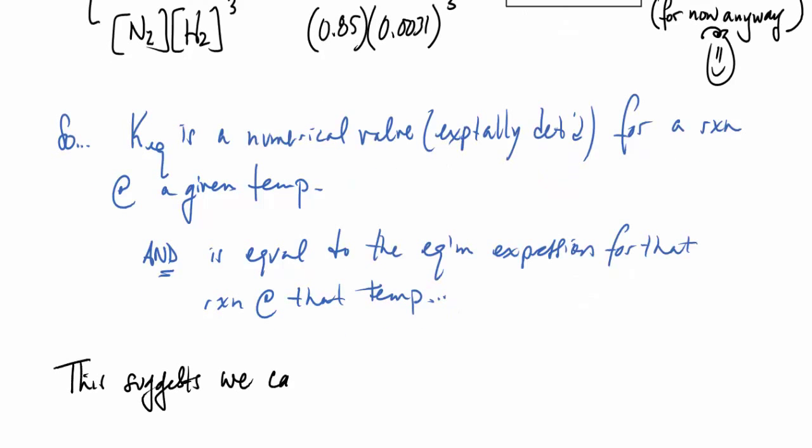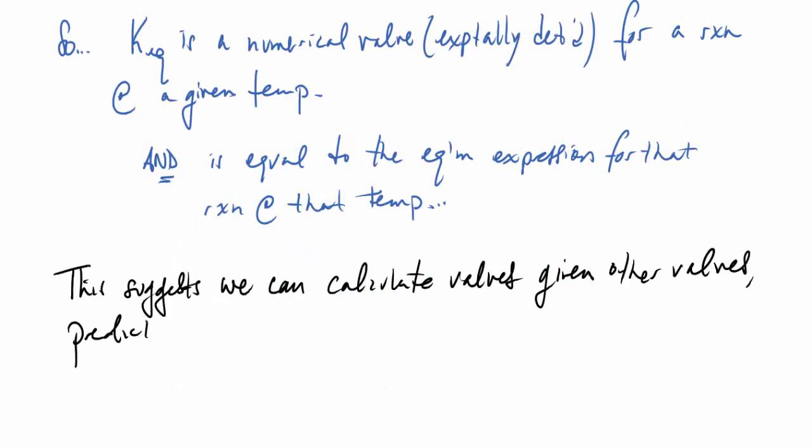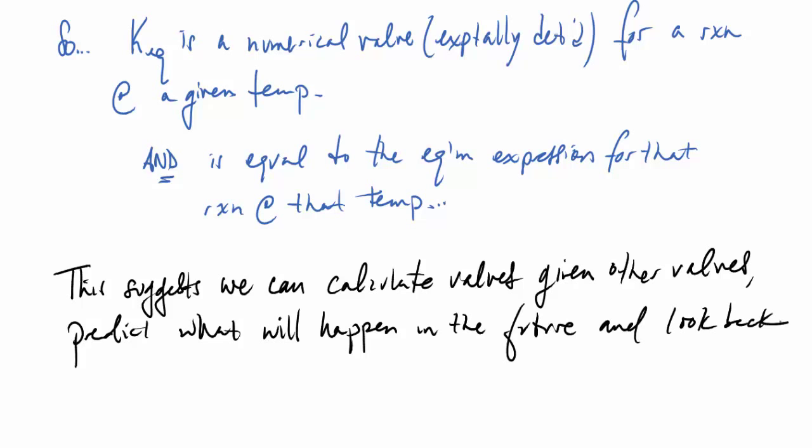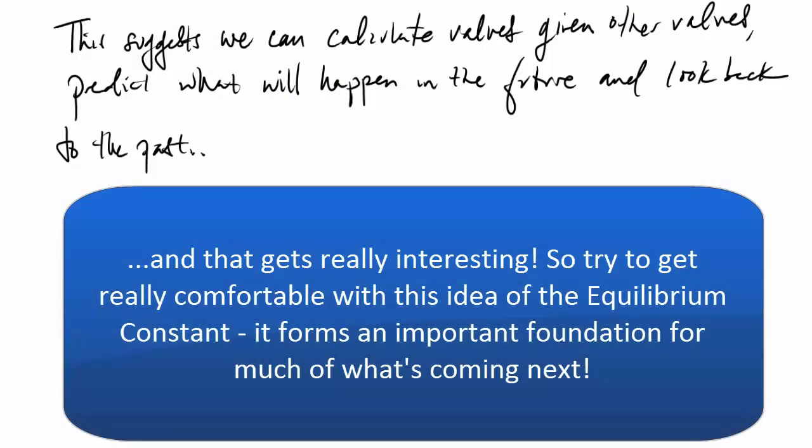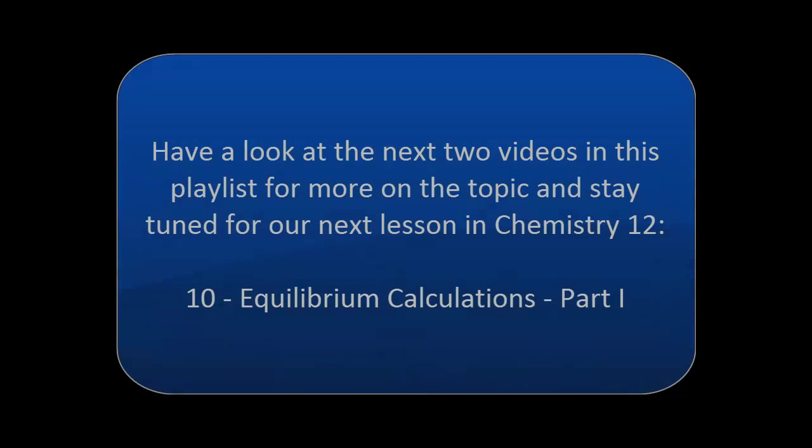This suggests we can calculate values given other values and predict what will happen in the future and look back to the past. So that really gets interesting. Try to get comfortable with this idea of the equilibrium constant, and it forms an important foundation for much of what's coming next. What is coming next?